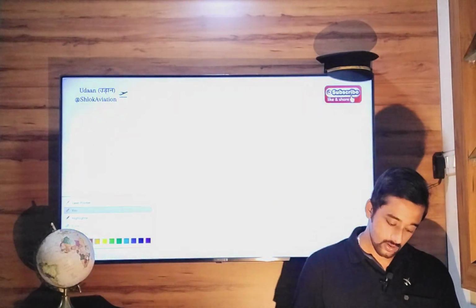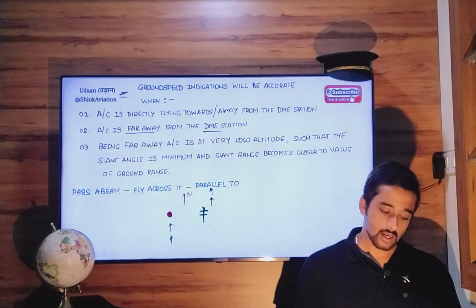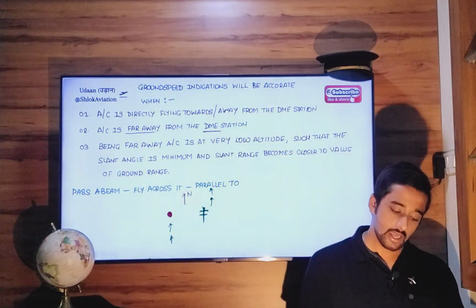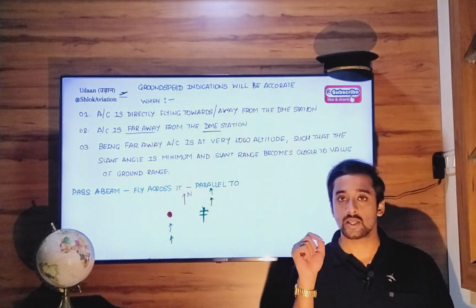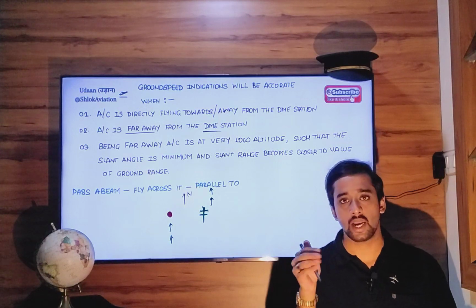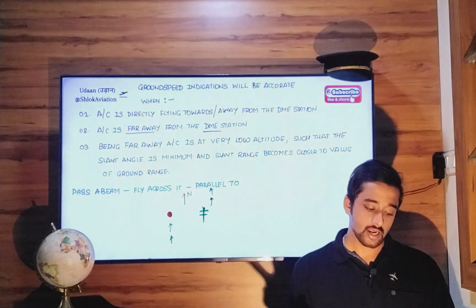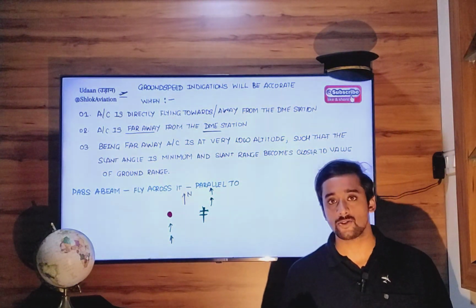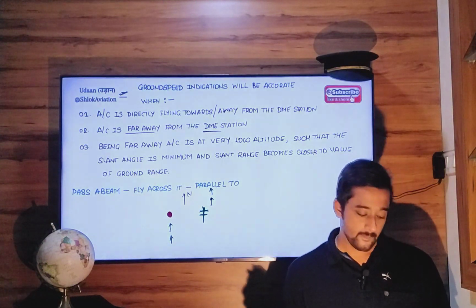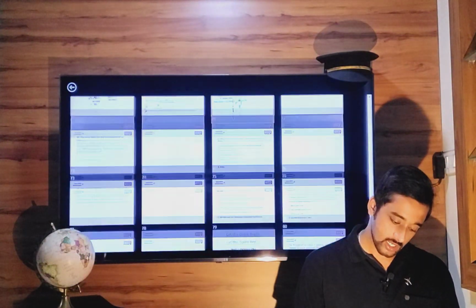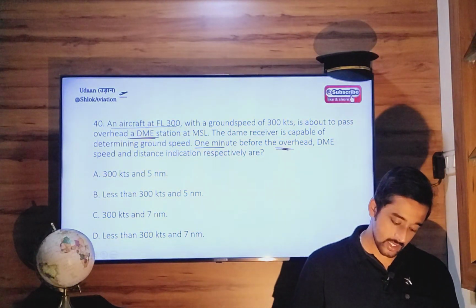Okay, so look at the notes that I wrote here. Ground speed indications will be accurate when aircraft is directly flying towards or away from the DME station. In this question, it is flying towards the DME station and it is only 1 minute away from it. So condition 1 is satisfied. Second is aircraft should be far away from the station. Aircraft should be very far away from the station in order to get an accurate ground speed reading. But in the question here, aircraft is just 1 minute away. So it is very close to the DME station.